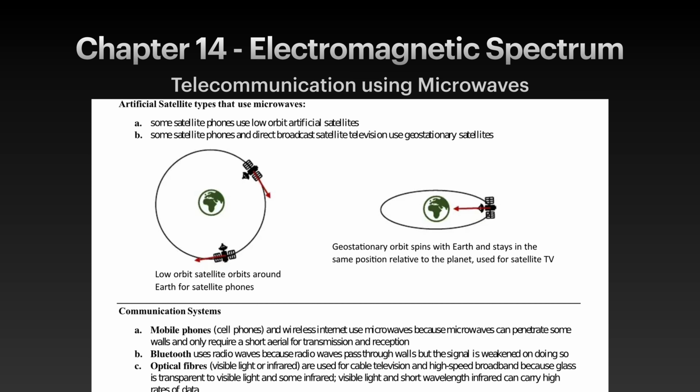Mobile phones and wireless internet use microwaves because microwaves can penetrate some walls and only require a short area for transmission and reception. Bluetooth, as we talked about before, uses radio waves because radio waves pass through walls, but the signal is weakened on doing so. Optical fibers are used for cable television and high-speed broadband because glass is transparent to visible light and some infrared. Visible light and short wavelength infrared can carry high rates of data.